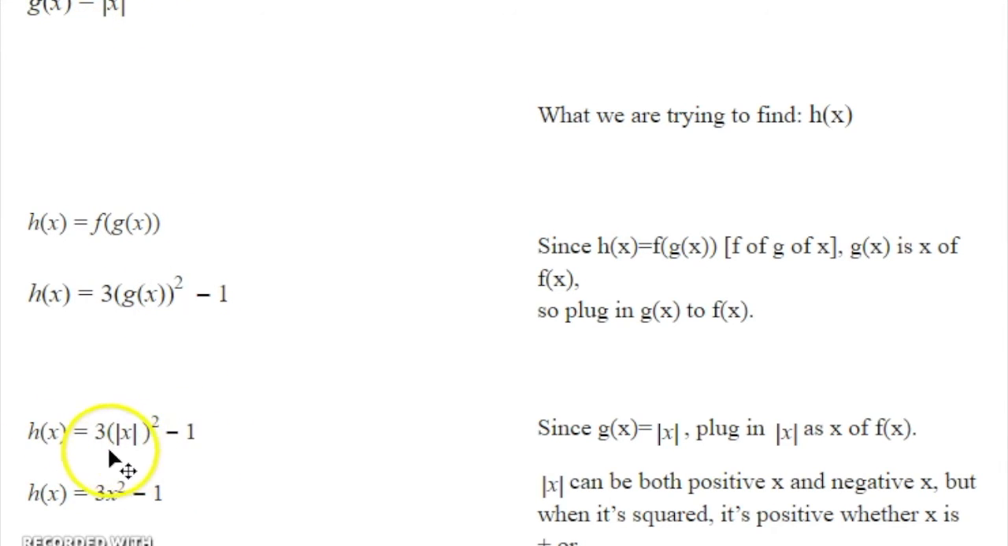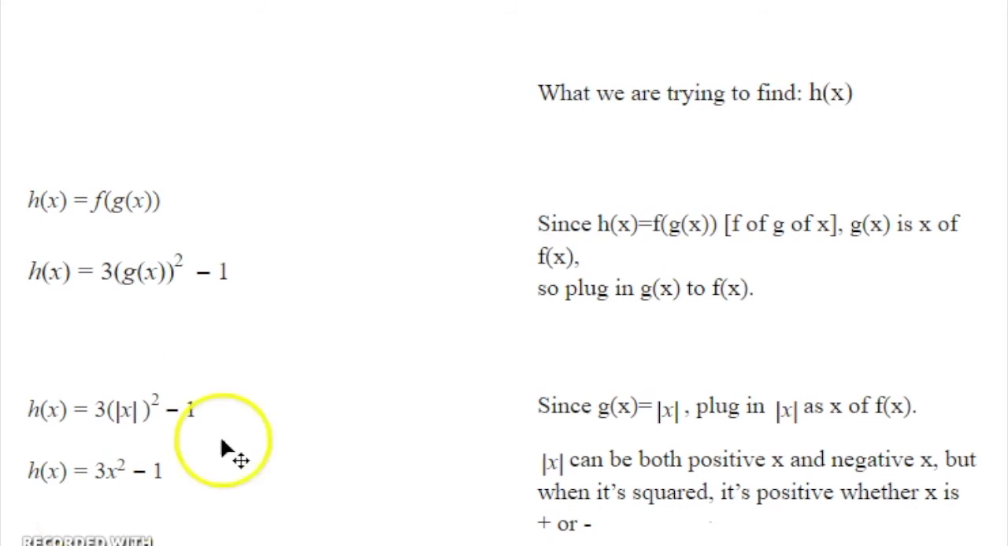And since g of x equals absolute value of x, I just plugged it in. And for absolute value of x, we don't know if x is negative or positive, but when it's squared, it's always going to be positive. So I got h of x equals 3x squared minus 1. So the answer for number 9 is E. And for this question, we have to just be careful with this step right here. We just have to know that x can be either negative or positive.